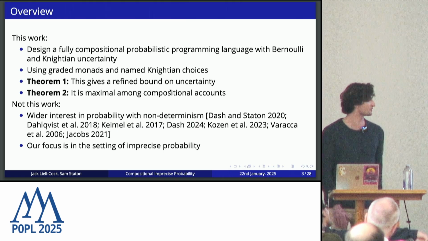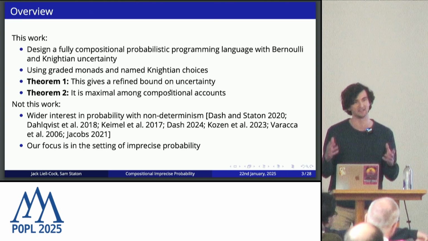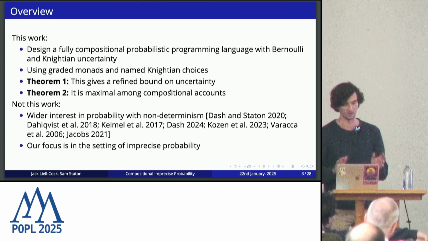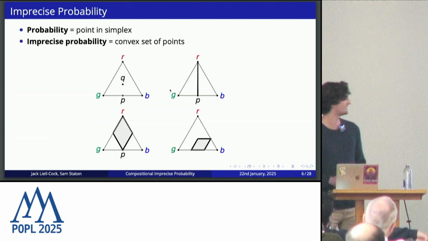Yeah, so to give credit where credit is due, there's been a lot of wider interest in probability and non-determinism and combinations of them. Some of them are here, but we are currently looking at the setting of imprecise probability, which is new and independent from all this. So yeah, let's first start off to get a feel of what imprecise probability actually is.